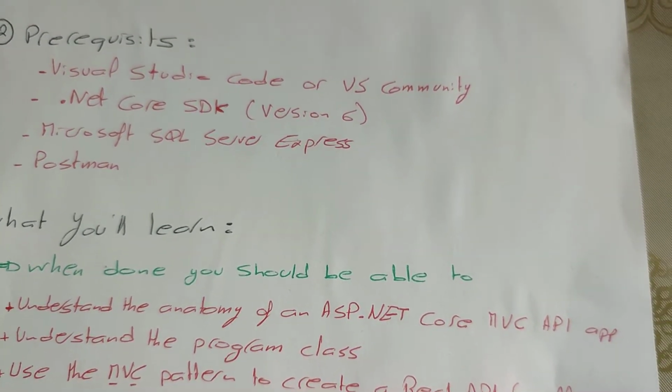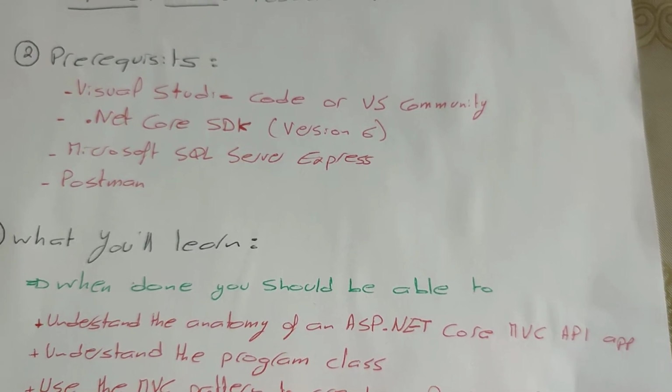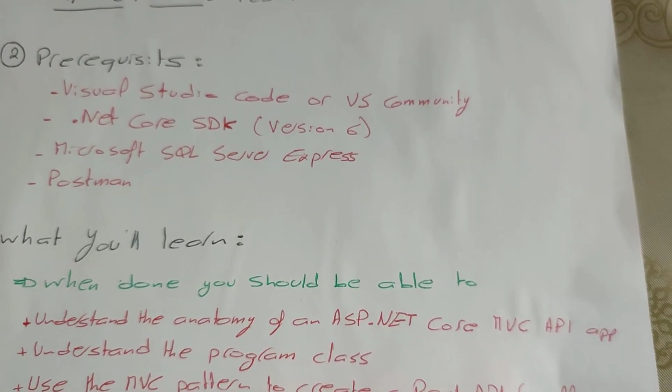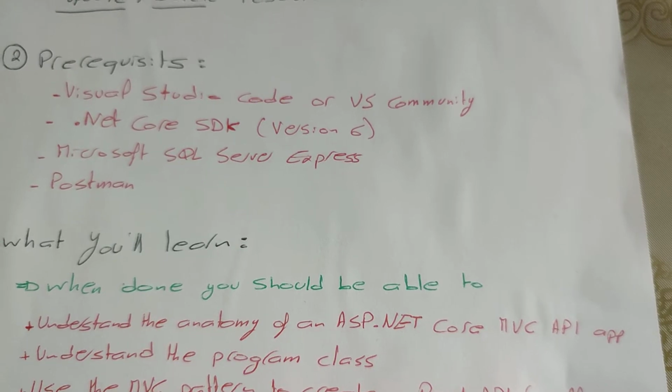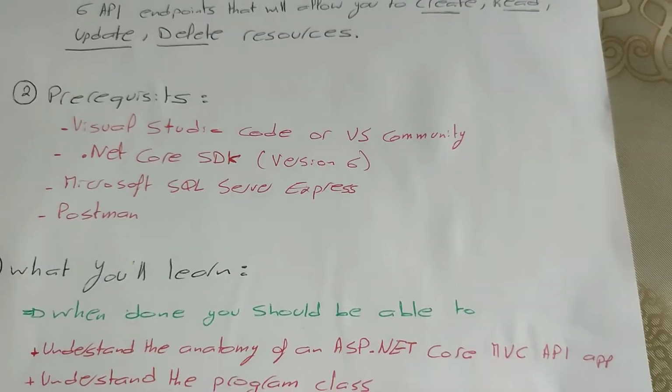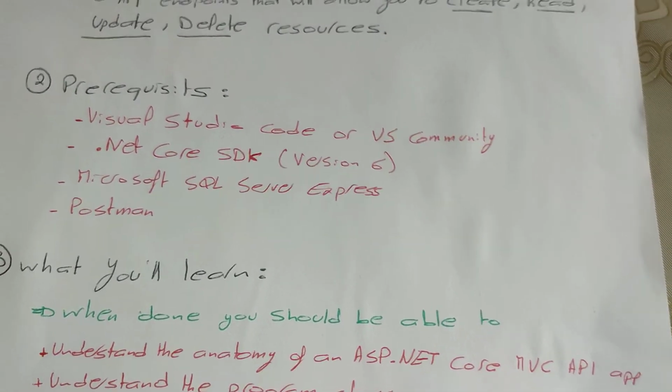Finally, we have Postman. Postman is an application which helps us to test our APIs. Okay, that's good.